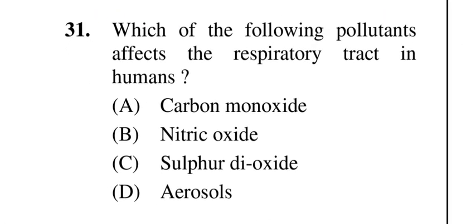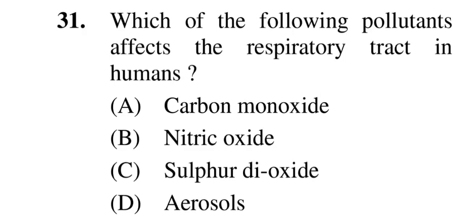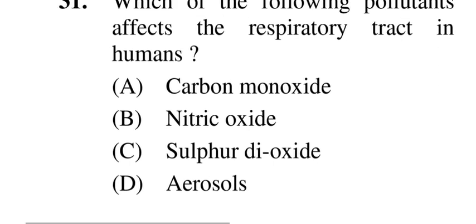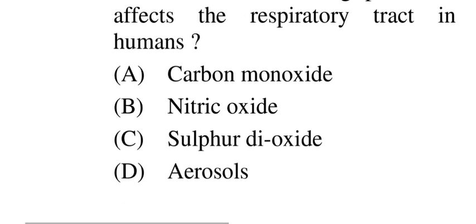Then 31. Which of the following pollutants affects the respiratory tract in humans? Carbon monoxide, nitric oxide, sulfur dioxide, aerosols. The correct option will be C. Sulfur dioxide is the pollutant that affects the respiratory tracts of human beings. So number 31's correct option is sulfur dioxide.